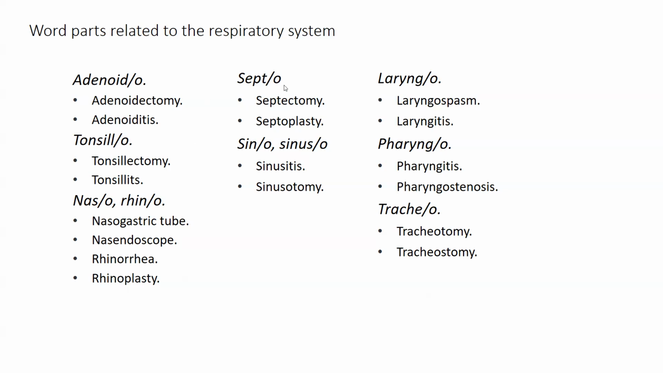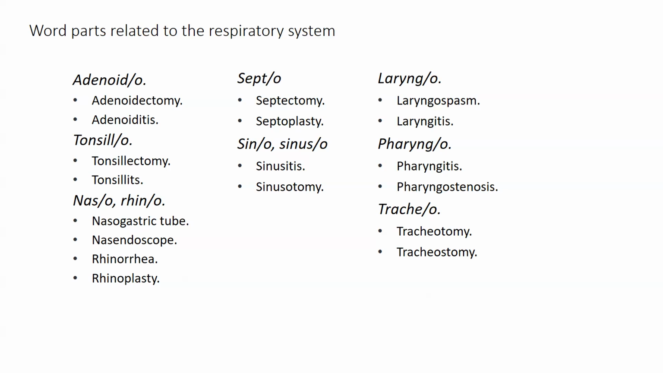Septo refers to the wall that separates the nasal cavity into a left and right. So a septectomy would be removal of that septum, or a septoplasty would be surgical repair of that septum. And septum is a context-specific root. It means a wall, but what wall depends on the context of the body part you're talking about.